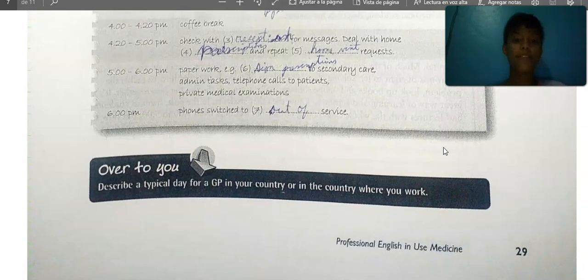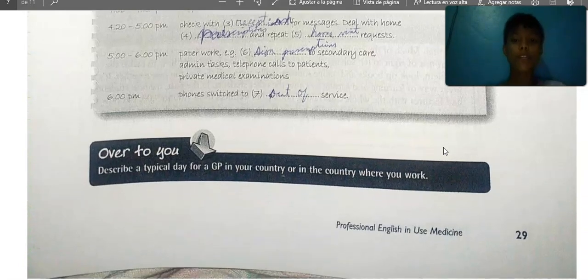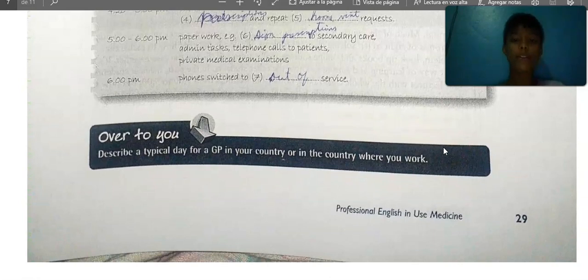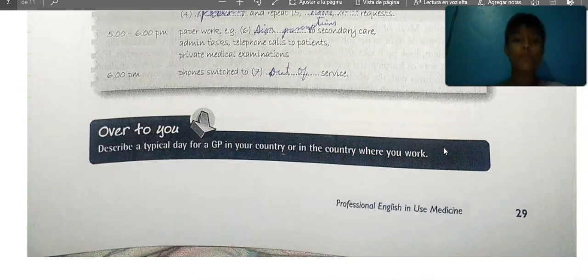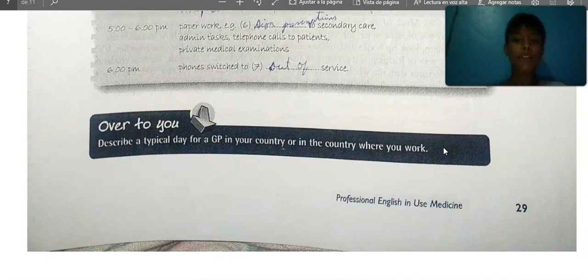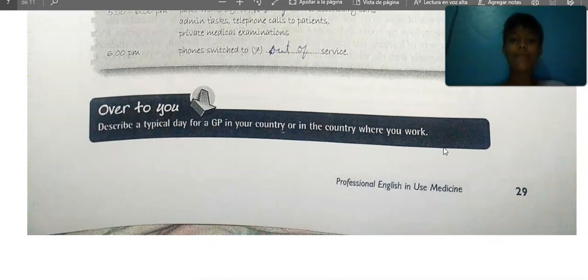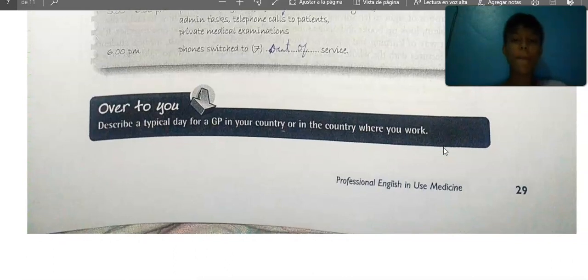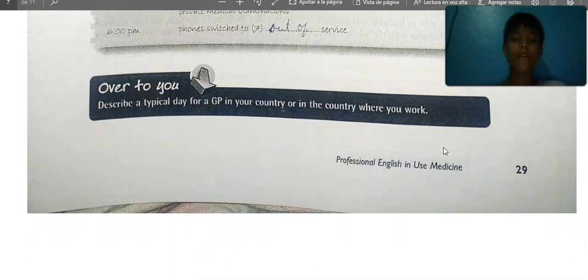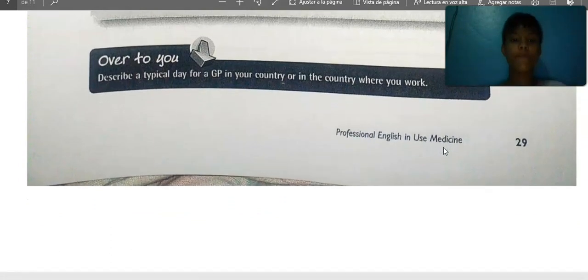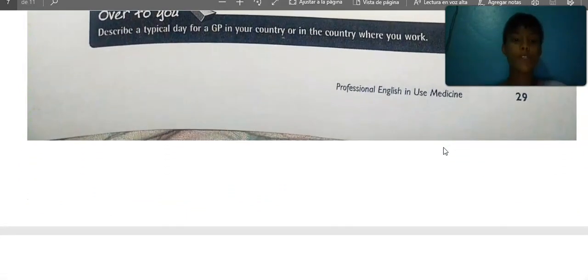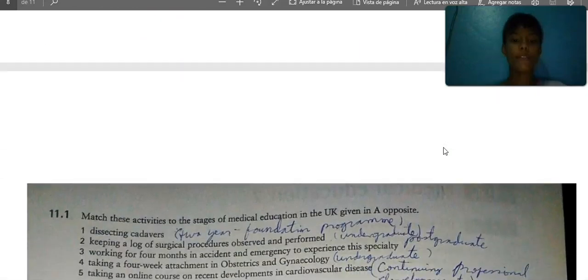4:20 to 5 p.m., check with reception for messages, deal with home prescriptions, and repeat home visit requests. From 5 to 6 p.m., paperwork, sign prescriptions, referrals to secondary care, telephone calls to patients, private medical examinations. 6 p.m., phones switched to answering service. Over to you.